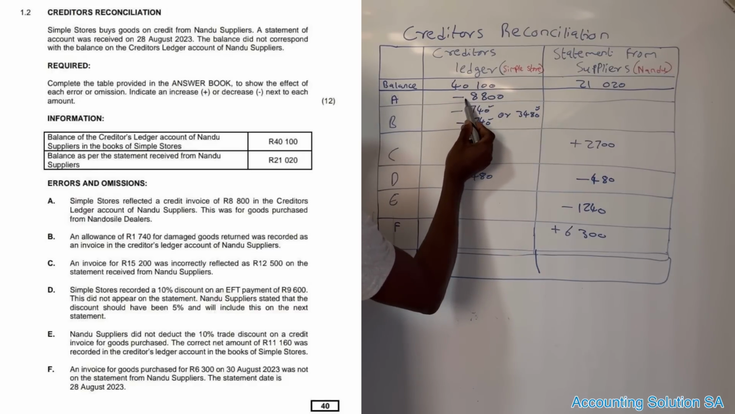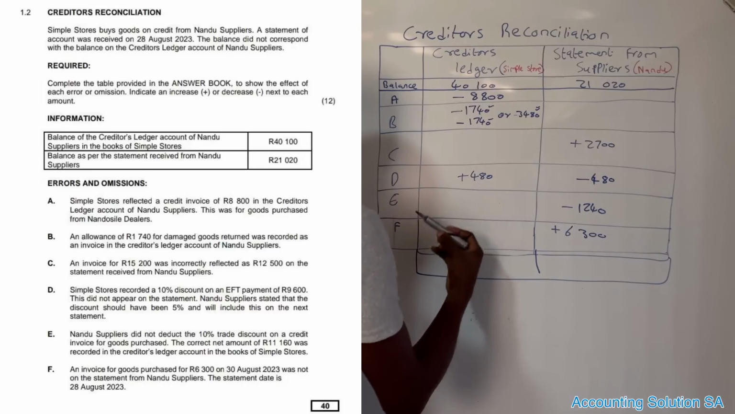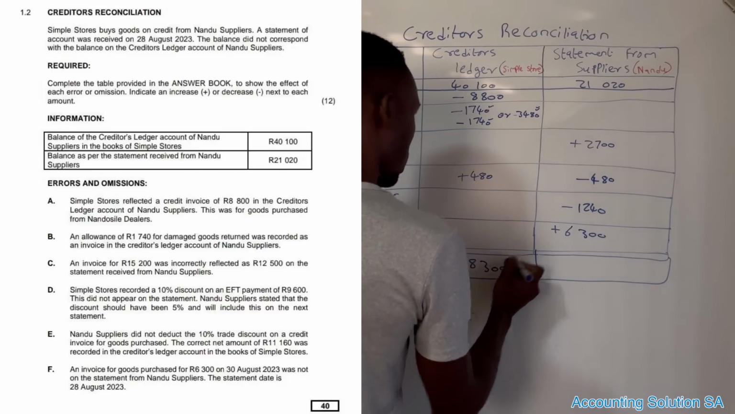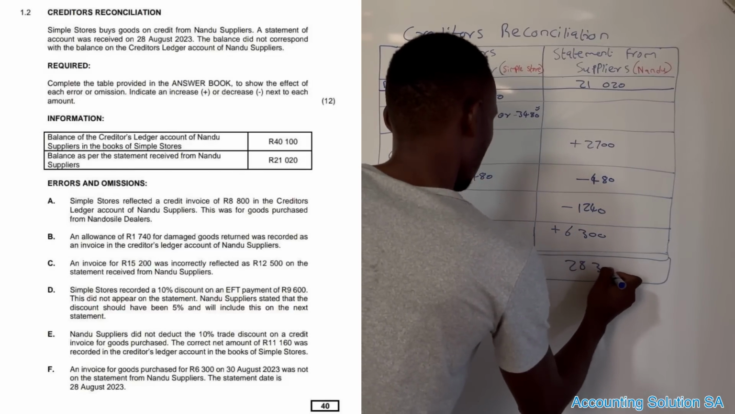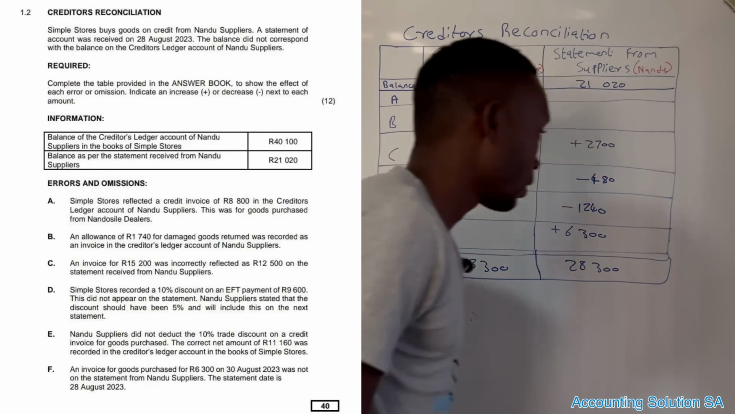So if you add this side, remember when you come here, guys, it's either you say negative 40,000 minus 8,800 minus 3,400 plus 48, which is going to give you 28,300. If you do the same here, it's going to give you 28,300. That's what we call creditors reconciliation as balance.